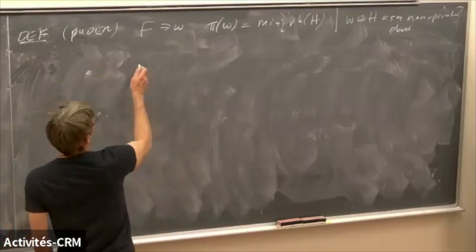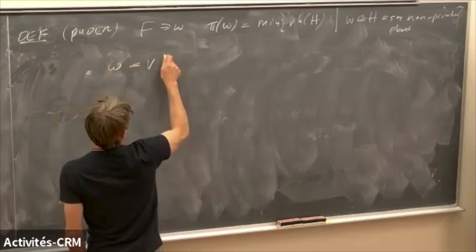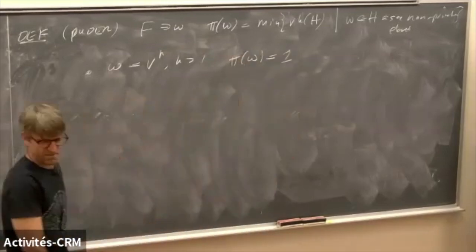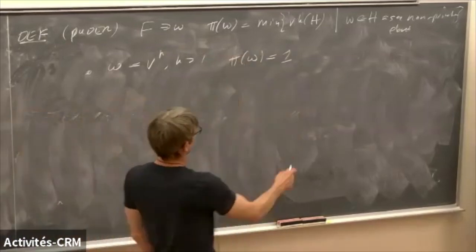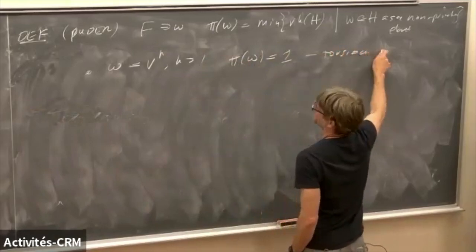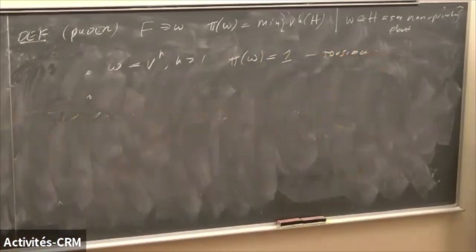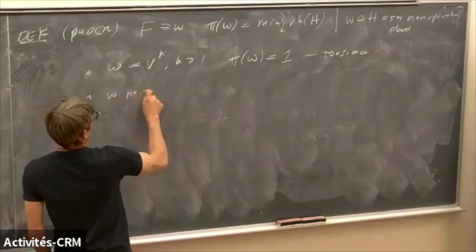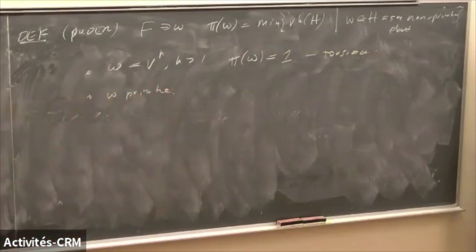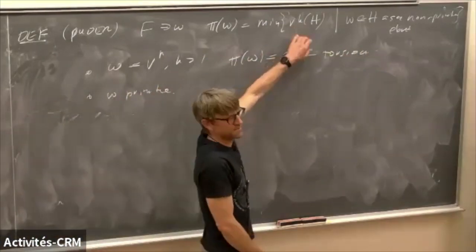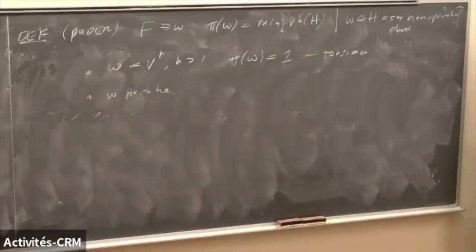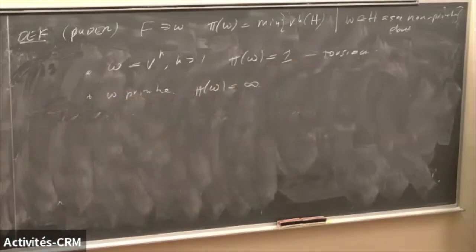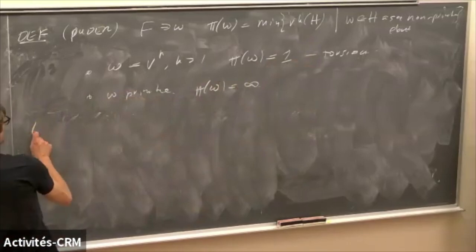So let's see some examples. Let's say W is a power. Then the primitivity rank of W is one. Here we're in the torsion case. If W is primitive, then this set is empty, and the min of the empty set is positive infinity. Okay.